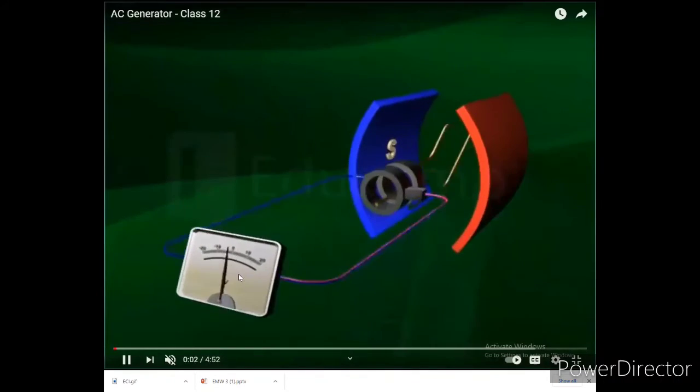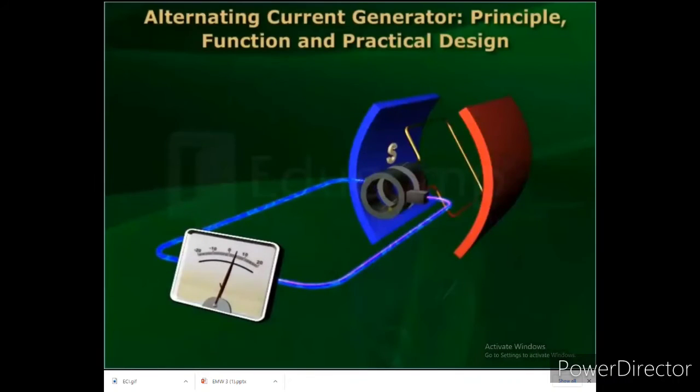Let's see the AC voltage generation through animation.